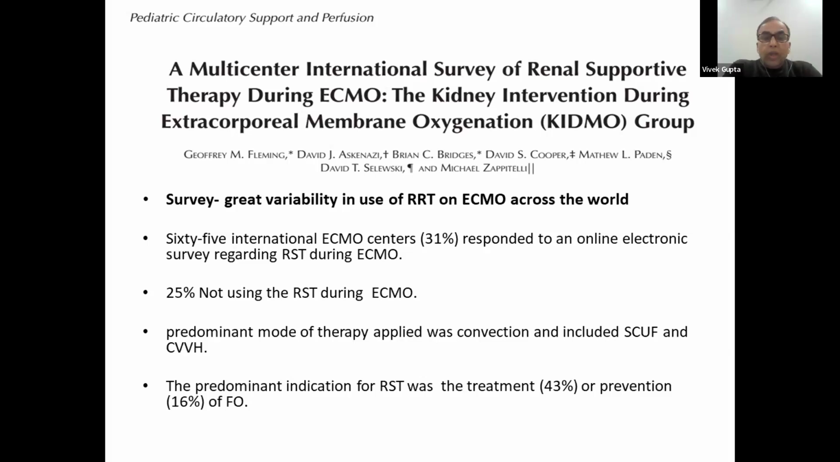A survey was performed almost 10 years back to see the practices of renal support during ECMO, and what they found is that there is a lot of discrepancy. 25% of centers are not using any renal support therapy.